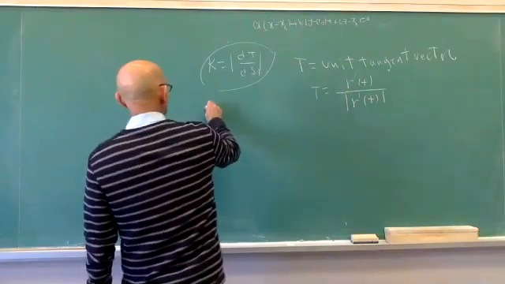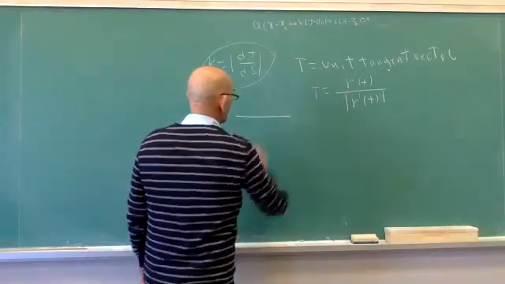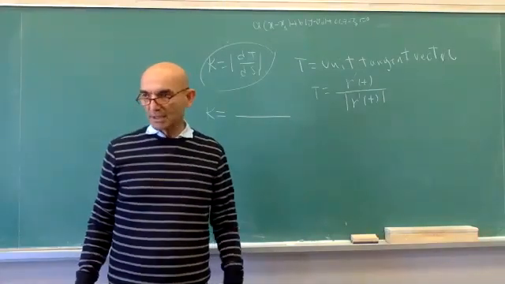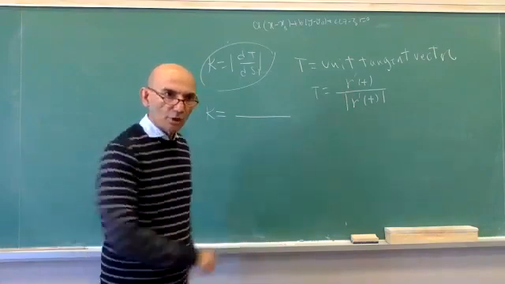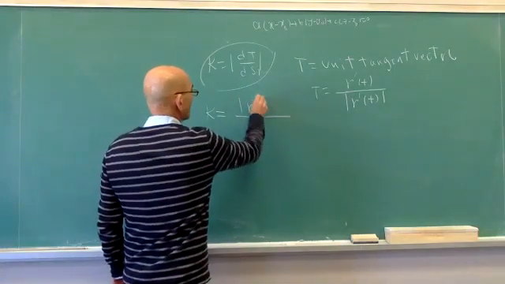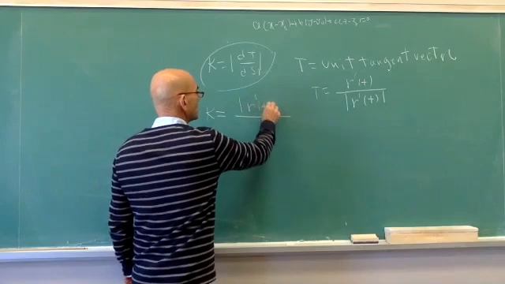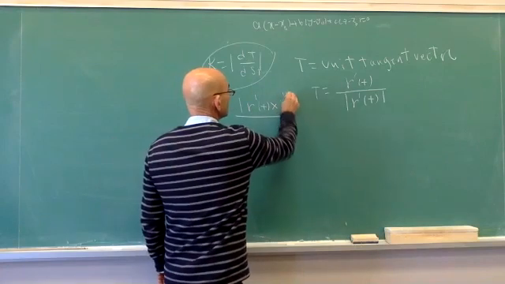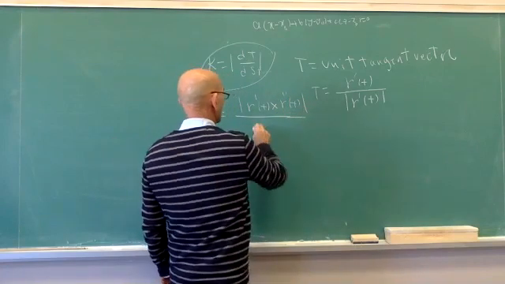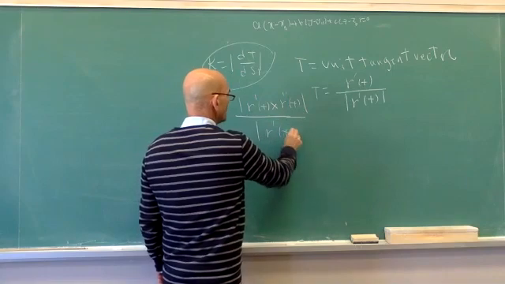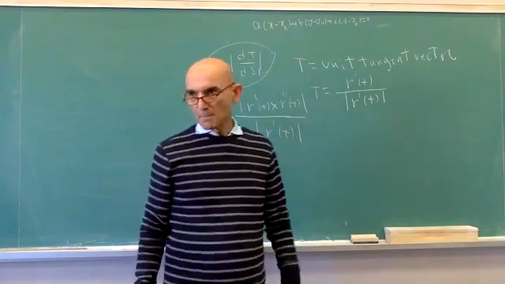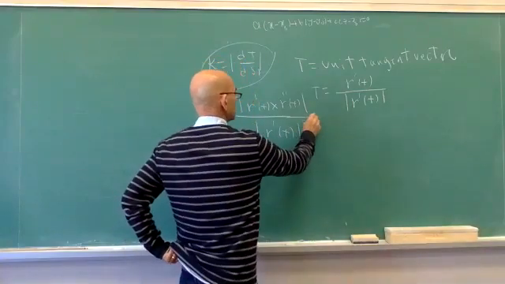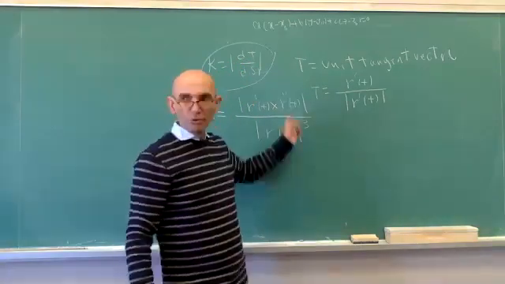But then there was another formula, kappa was equal to. The main formula, your main weapon here, would be the magnitude of r prime of t cross r double prime of t, over the absolute value of r prime of t to the power 3. So this was the most useful formula.